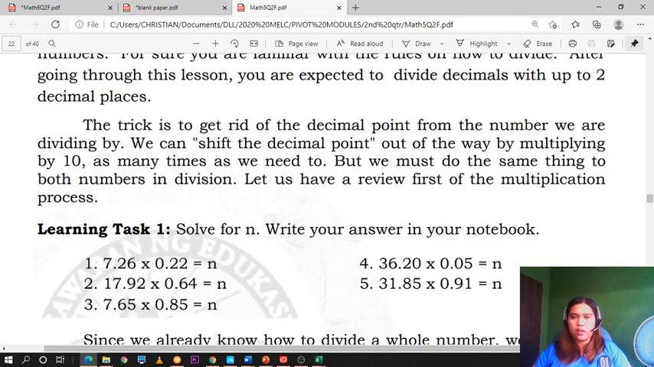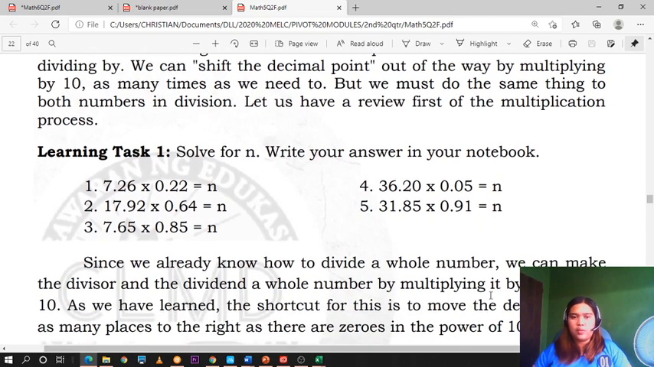So the trick is to get rid of the decimal point from the number we are dividing by. We can shift the decimal point out of the way by multiplying by 10 as many times as we need to. But we must do the same thing to both numbers in division. So let us have a review first of the multiplication process. So ito naman po ay isa-solve nyo lang siya based dun sa napag-aralan natin nung nakaraan. So try muna natin yung number 1 kung nakalimutan na po.